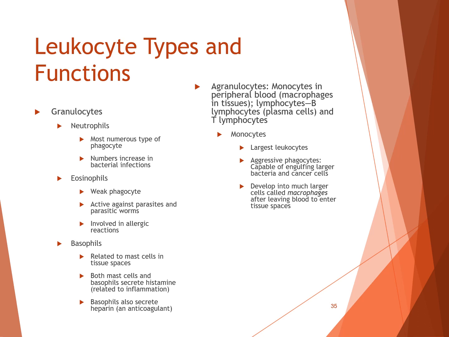Another important thing that basophils do is they secrete an anticoagulant called heparin. Remember, anticoagulants inhibit the blood from forming a clot. So this reduces the chance of blood clotting and helps blood flow smoothly through the vessel. Now, agranulocytes, we refer to them as monocytes.